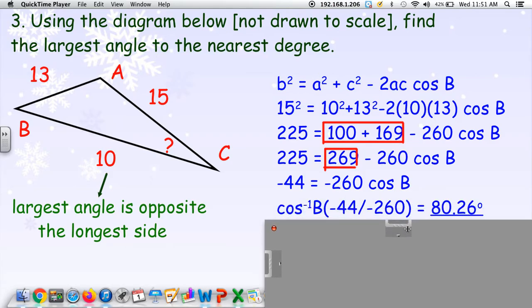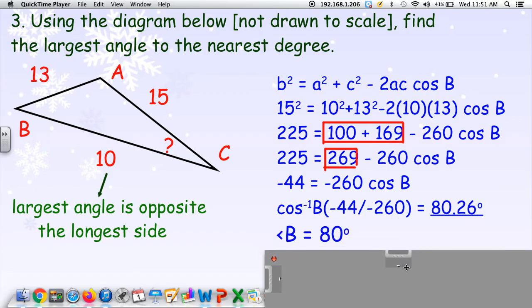So now I've got, you notice I use the inverse cosine, because I need to find the angle. And this is going to be negative 44 divided by negative 260. Now in entering this, if you decide to leave out the negative signs because you know they're positive, that's fine too. So this ends up giving me 80.26 degrees. I want it to the nearest degree, so angle B is going to be 80 degrees. So right here, angle B is going to be my 80.